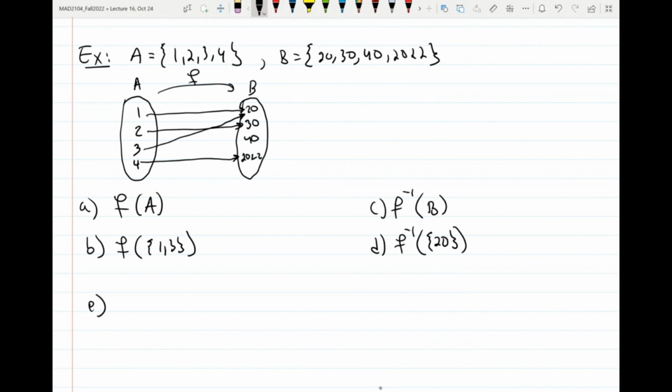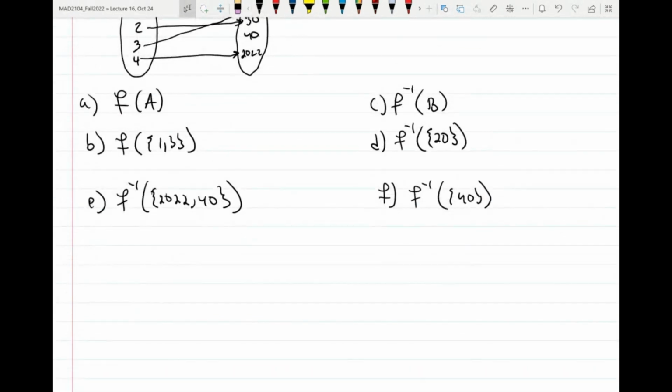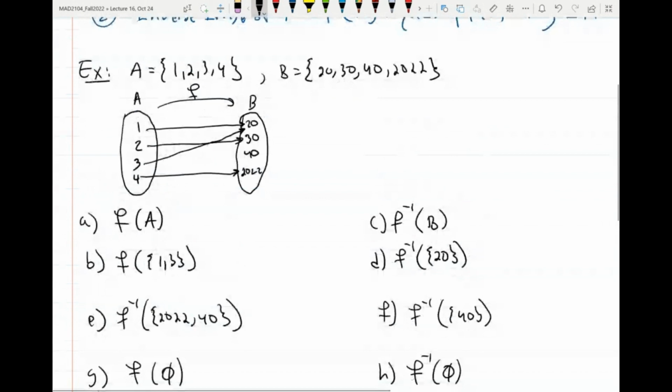Then E, let's do the inverse image of {20, 2022, 40}. And F, let's do the inverse image of 40. And of course, this question cannot be missed. It has to be here. What is the image of the empty set? And what's the inverse image of the empty set? Right? So, empty set is a subset of every set. So, I can ask you, what's the image of the empty set and what's the inverse image of the empty set? All right, so let's see.